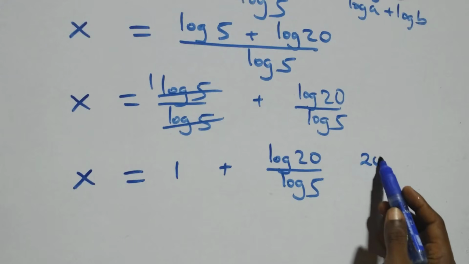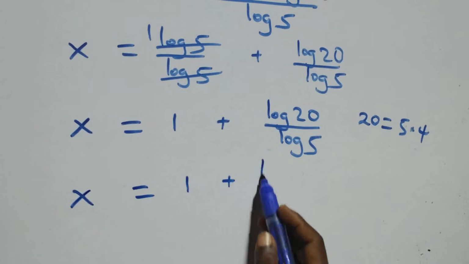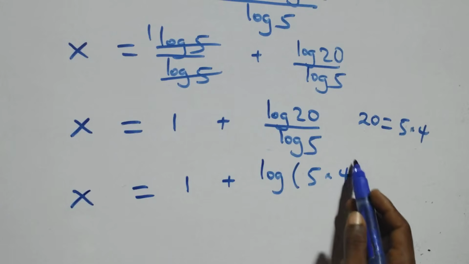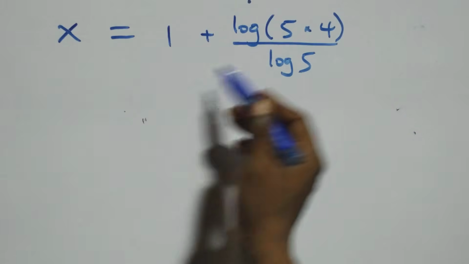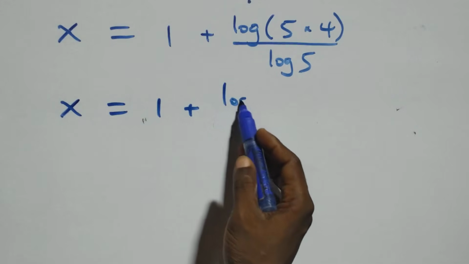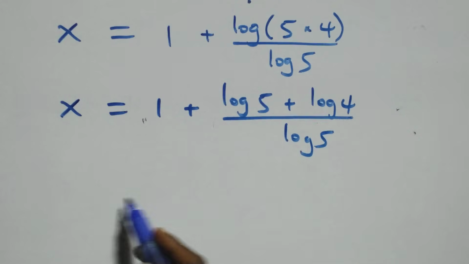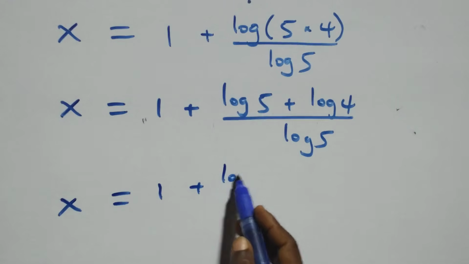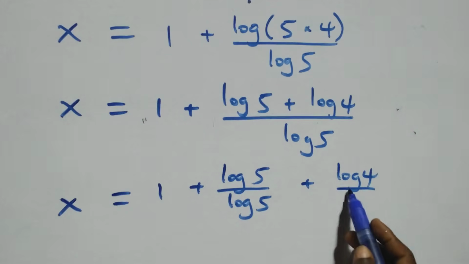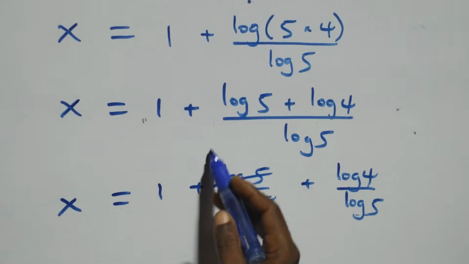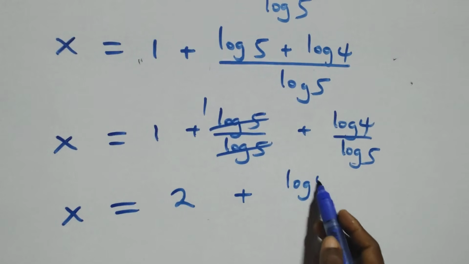The next step here, we can write 20 as 5 times 4. Then what we have here becomes x equals 1 plus log 5 times 4 over log 5. This also follows the law of logarithm, and we have x equals 1 plus log 5 plus log 4 over log 5. Then we separate this into two fractions. We have x equals 1 plus log 5 over log 5 plus log 4 over log 5, which implies that log 5 cancel each other here. We have 1 left. This becomes x equals 1 plus 1, which is 2, plus log 4 over log 5.